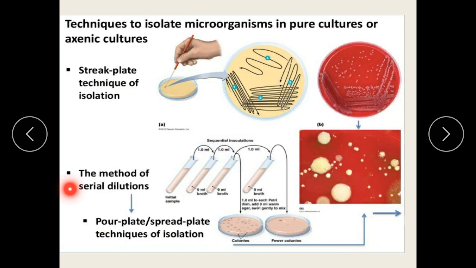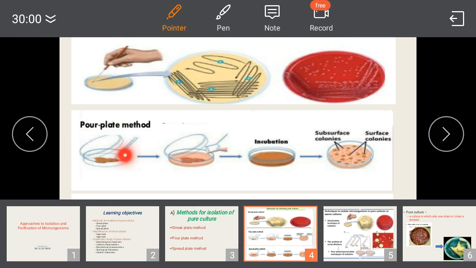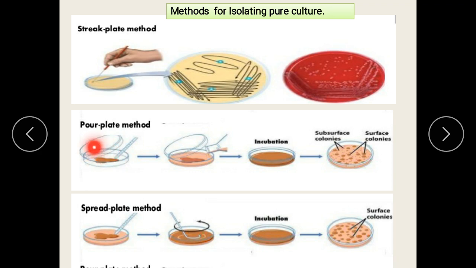Another method is the serial dilution method, where the sample is taken into a series of tubes containing 9 ml distilled water, and subsequent transfer of the culture from one tube to another tube is carried out to minimize the load of microorganisms. Hence this method is called the serial dilution method. And the serially diluted sample is used for the pour plate or spread plate technique. So if you see this sample, whatever is taken up, it is serially diluted. This is also a serially diluted sample.